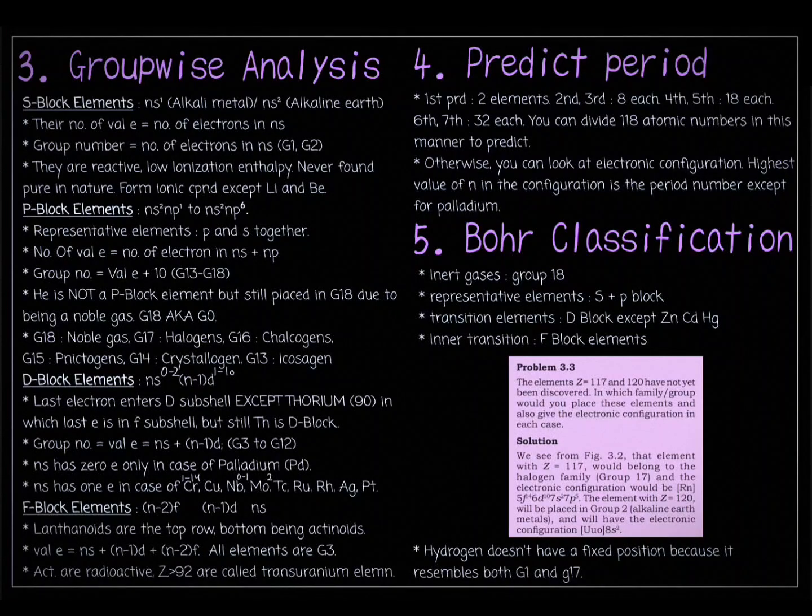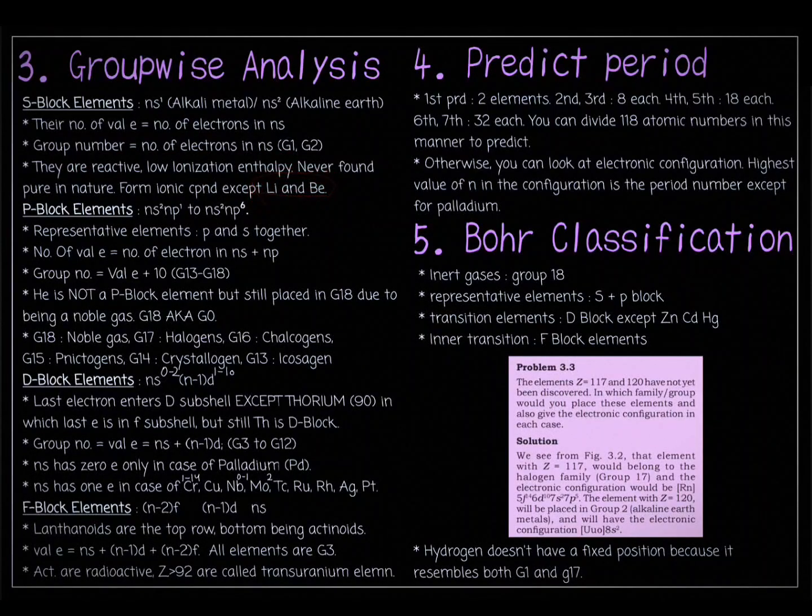If we look at S block elements, their general configuration is ns1 or ns2, and their number of valence electrons is equal to the number of electrons in their ns shell, 1 or 2. The group number is equal to the number of valence electrons, so again 1 or 2, and they're reactive. They have low ionization enthalpy and they are never found in free state in nature because they are reactive. They react with anything, and they form ionic compounds except for lithium and beryllium. We will see why later.